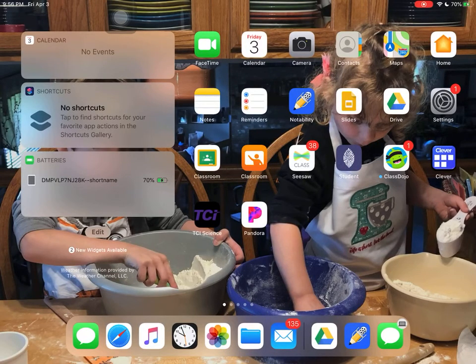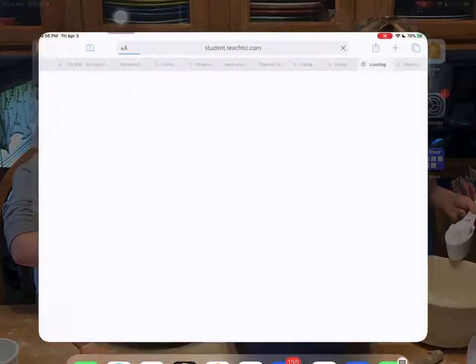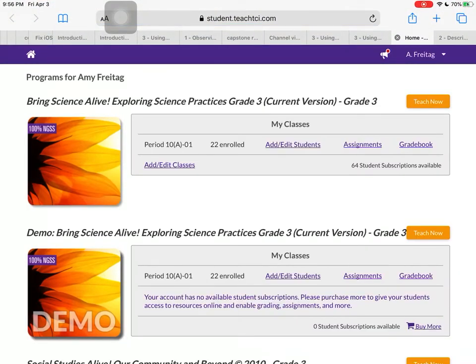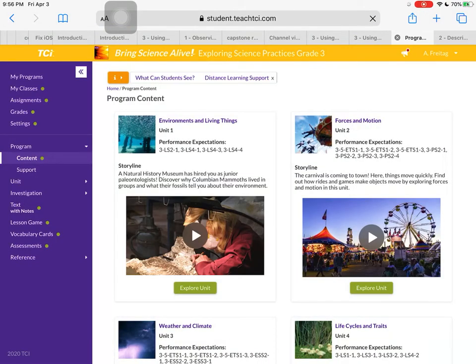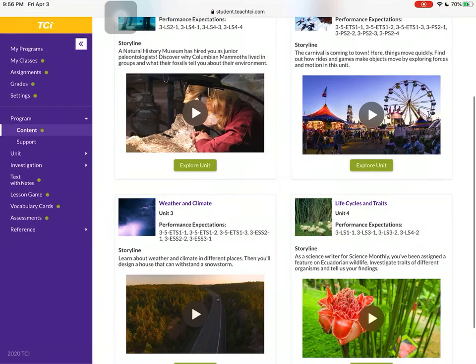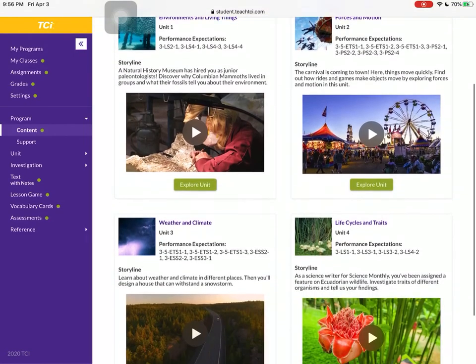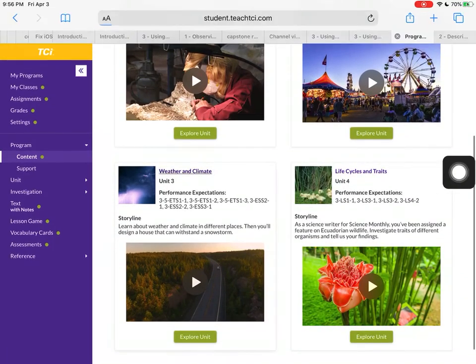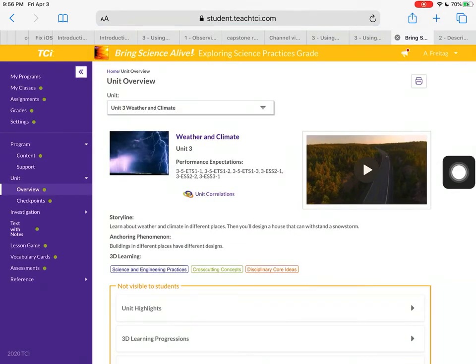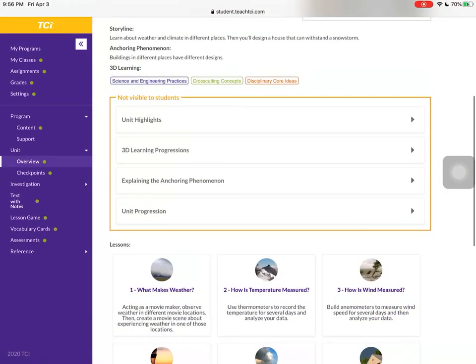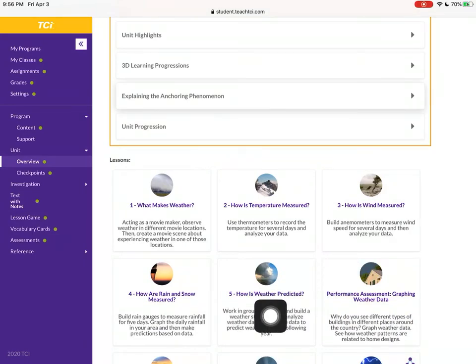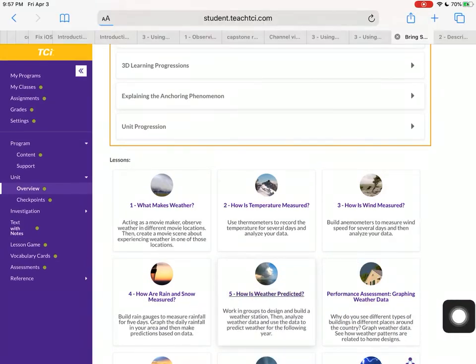Okay, so today for science, we are going to continue with our study of weather prediction. So go ahead and log into TCI via Clever and go ahead and get into the class. And then we are going to choose weather and climate. Click on the words. And then scroll down a bit until you get to lesson 5, how is weather predicted?